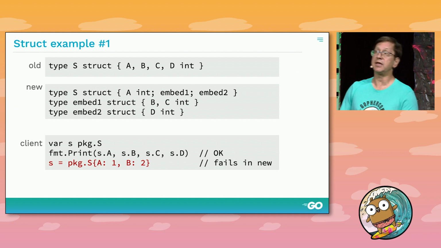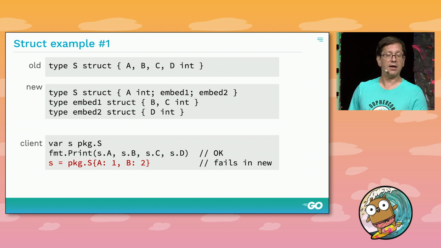Here's a struct that originally has 4 fields. We change it by embedding 2 other structs in it. The rules of embedding say that the fields B, C, and D are promoted and can be selected just like A with dot notation. So it seems like what we've done is backwards compatible. But the promotion rule doesn't apply to struct literals. To write a struct literal for S that mentions field B, we would have to explicitly write the name embed1. So the last line of client code compiles with the old package, but not with the new one. Our change is not backwards compatible.